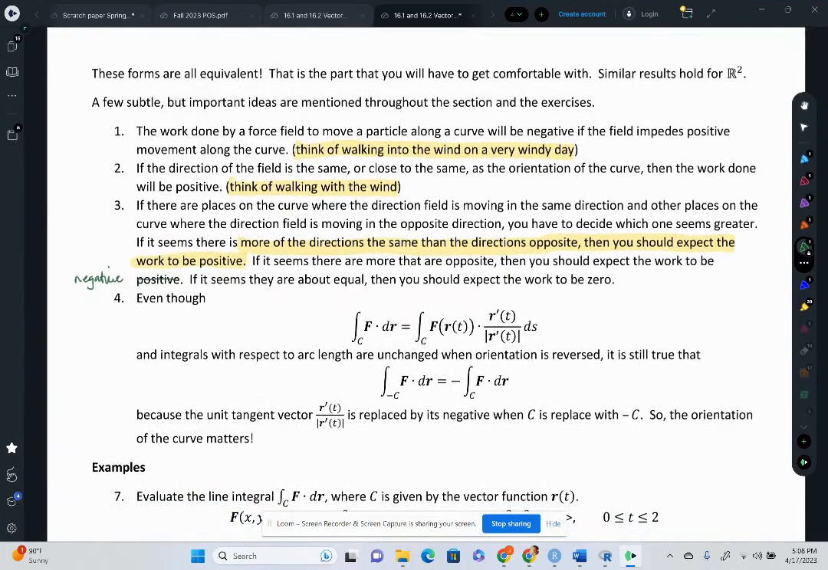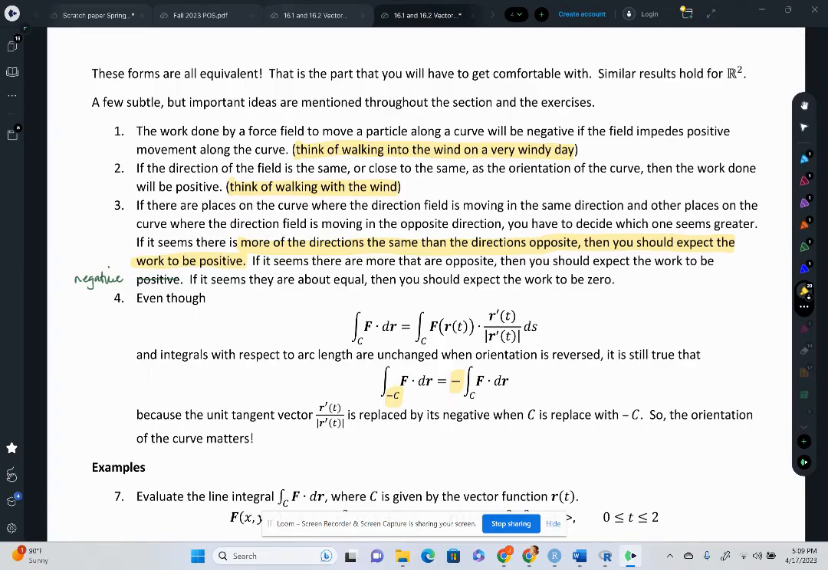All right, so even though the line integral of f dot dr over c is the line integral of f of r dotted with r prime over the magnitude of r prime ds, and the integrals with respect to arc length are unchanged when orientation is reversed, it is still true that if we calculate a line integral and end up having to use numbers going in the opposite direction from the orientation of the curve, then the value that we get is actually going to be the negative of what we want. So we need to pay attention to that.